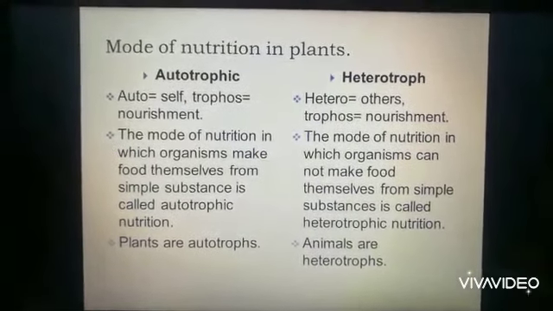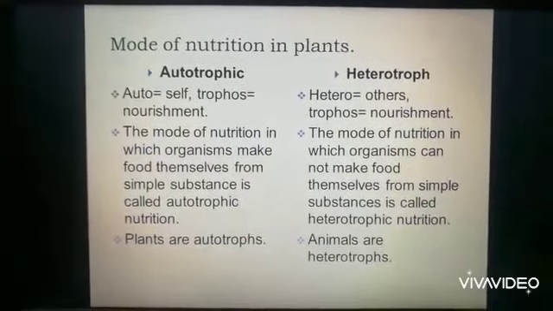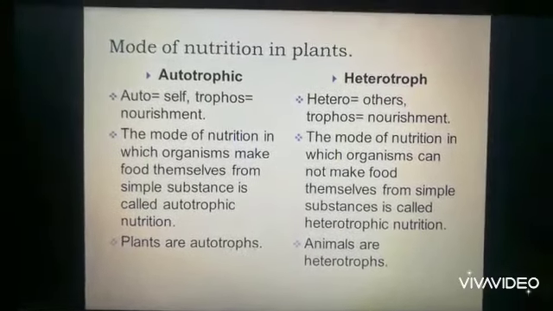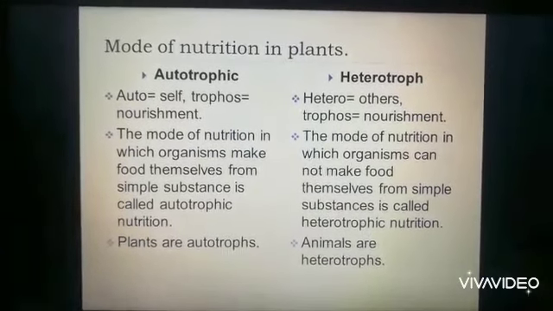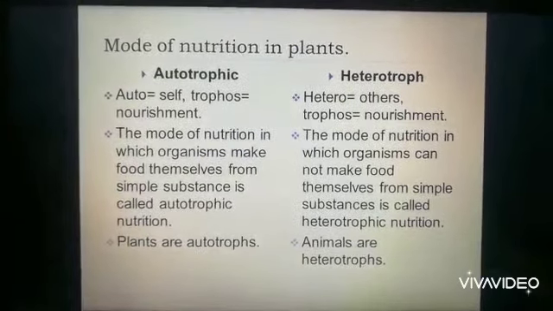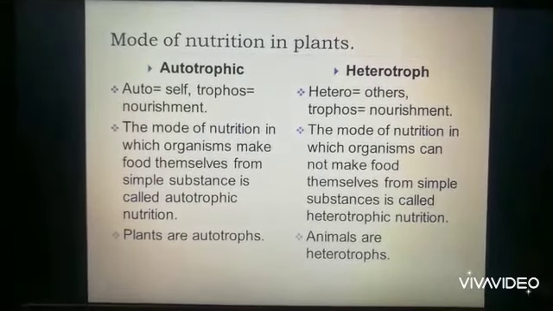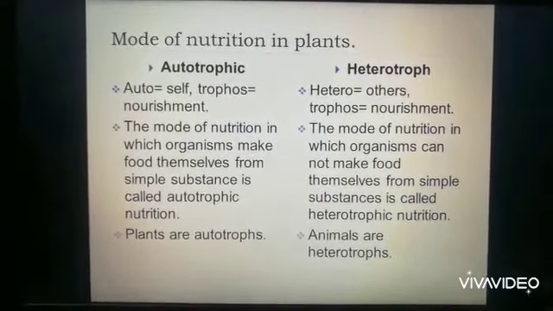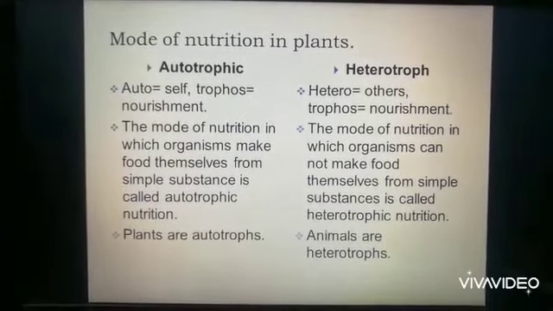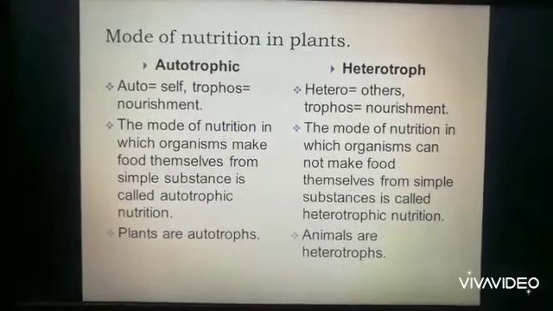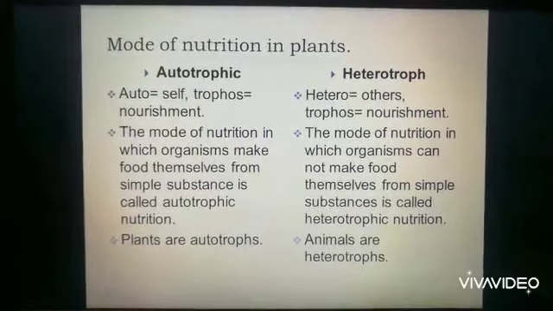Now we are going to start the mode of nutrition in the plants. So from here your chapter is started. That's a new thing that you are going to learn in this chapter, which you have not learned previously. That is mode of nutrition in the plants. It means types of nutrition in the plant. How plants are taking nutrition. That is of two ways. First is autotrophic and second is heterotrophic.